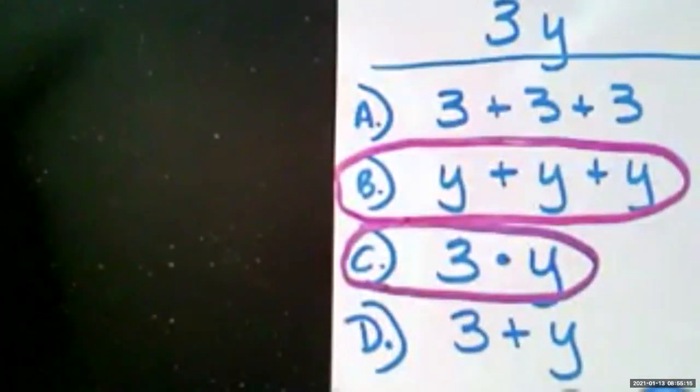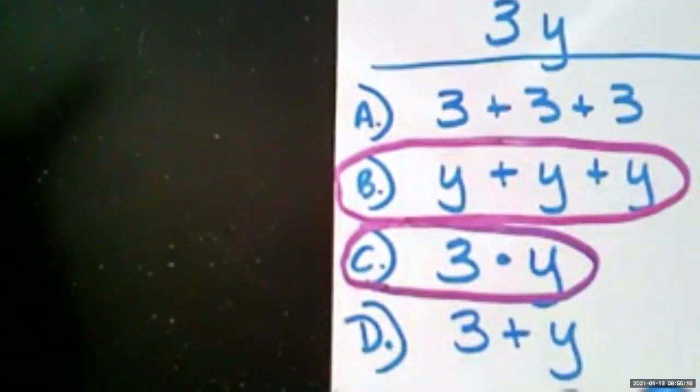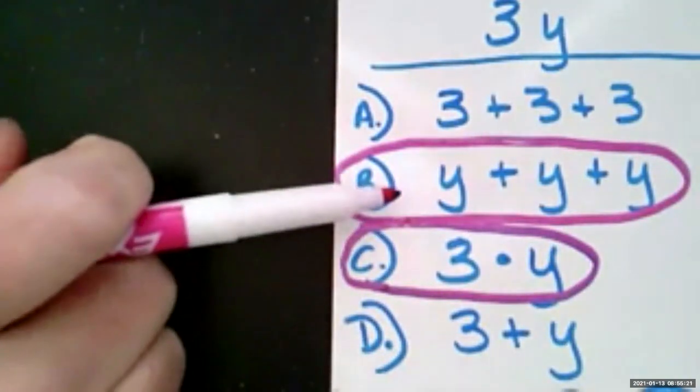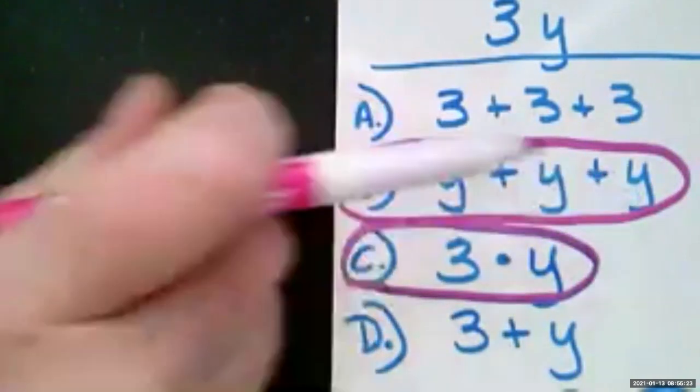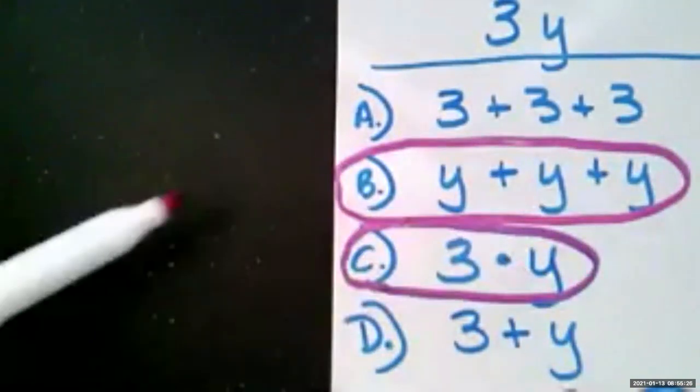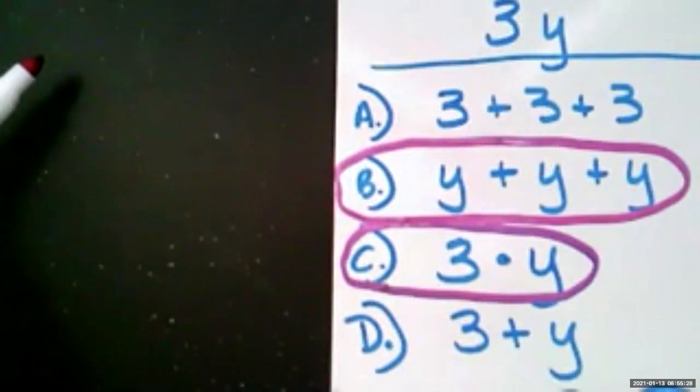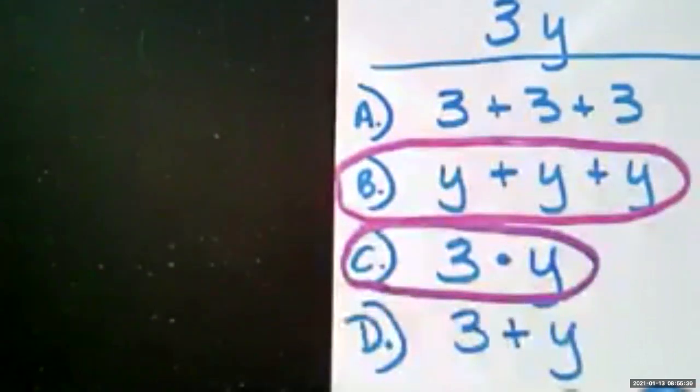Sorry, I think I messed up earlier on saying some of the names. B and C are the correct answers. If you have 3 y's, you can add those y's 3 times, or you can multiply 3 times y. Those are all equivalent. All right.